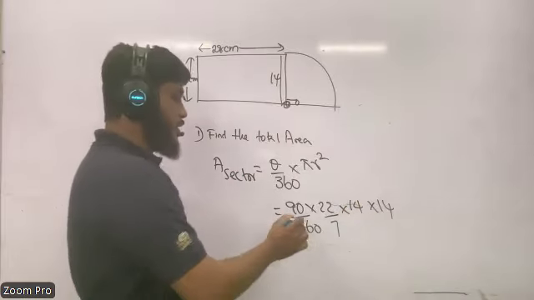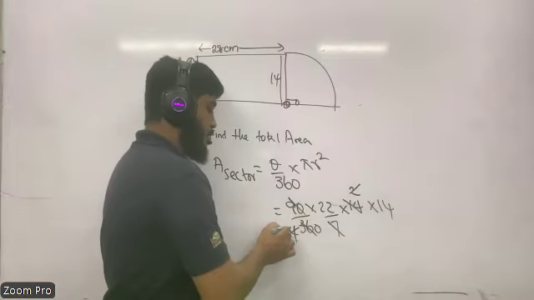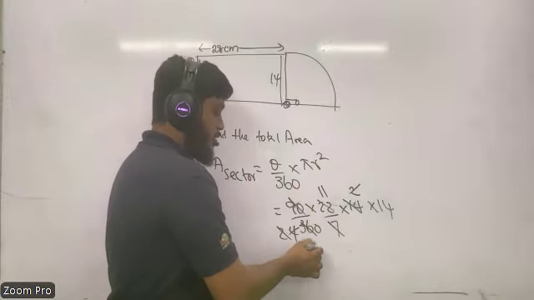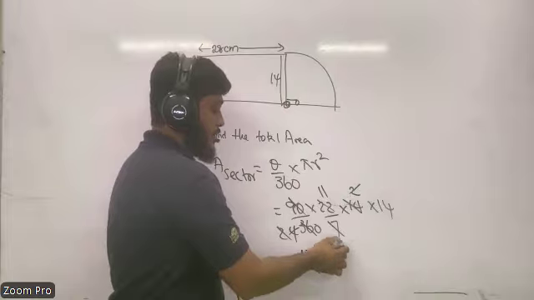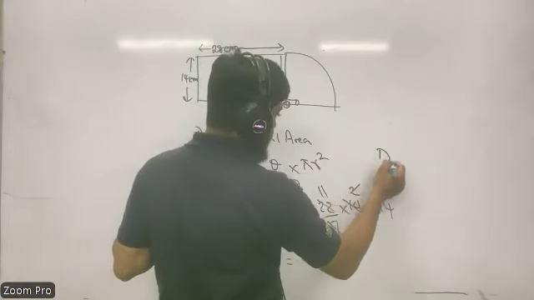Simplify this: 90 and 360, there are 4. 7 and 14, there are 2. 2 and 4, there are 2. 2 and 22, there are 11. 11 and 4 and 14 is how much? 154 centimeters squared. Now you have to find the area of the rectangle.